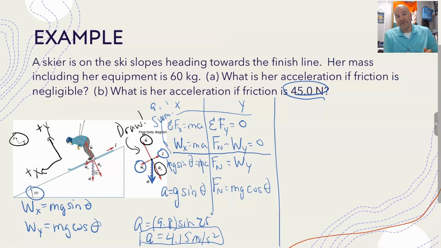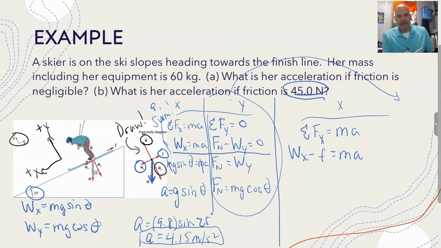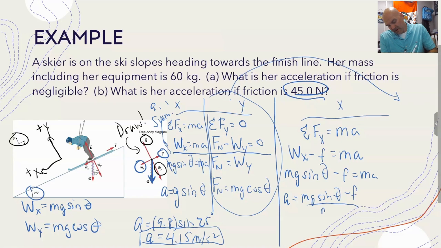Now let's see what happens when we introduce friction. So the y side would also be the y side over here, but again, we don't have to worry about it because they give us the friction. So now instead of just having Wx, now we have friction. And so we would have mg sine theta minus F equals ma. A is going to be mg sine theta minus F over m.